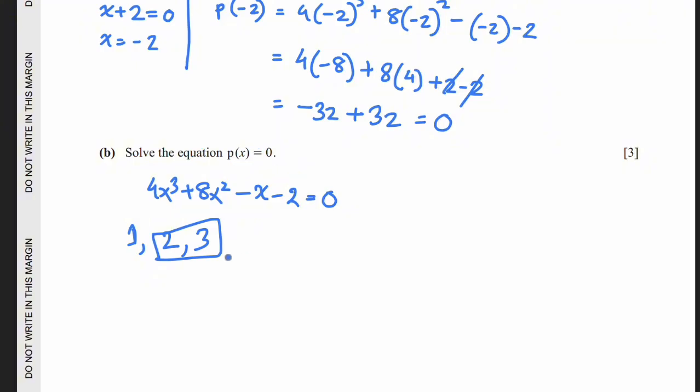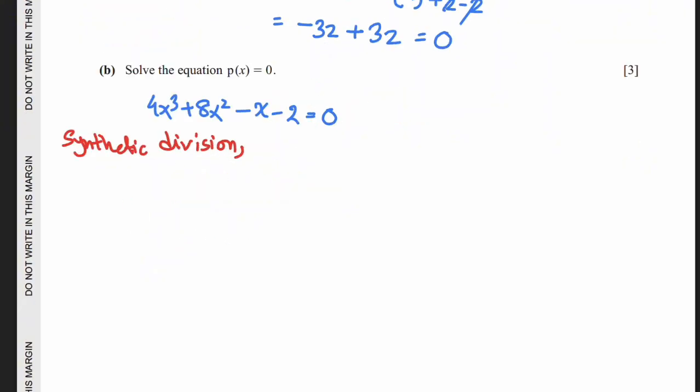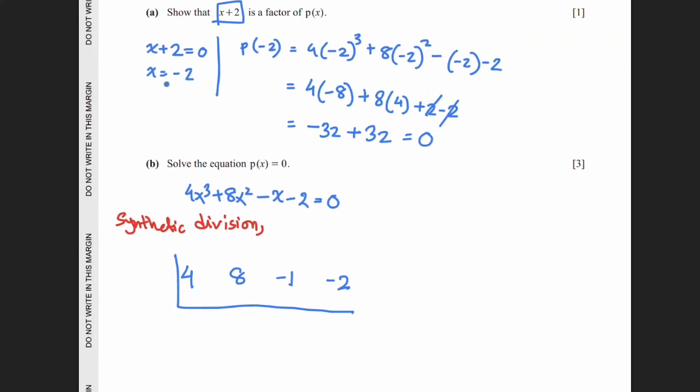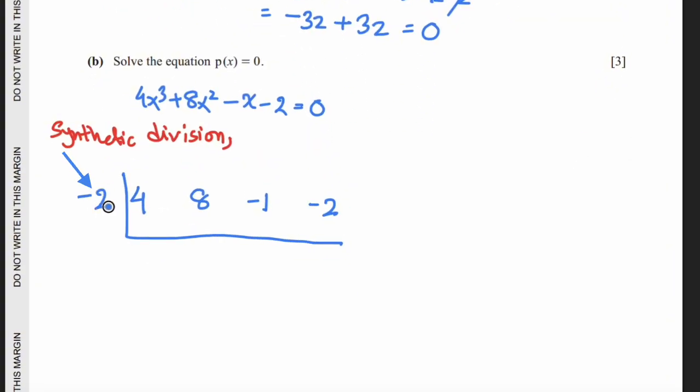So let's do synthetic division. At first we put the coefficients of p of x. First x cubed, then x squared, then x, and then the x independent term. Then we draw a big L shape, and then we put the value of x, that is minus 2. Now let's do synthetic division. First, the 4 comes over here. Then we multiply 4 times minus 2, that is minus 8. Then we add 8 plus minus 8 is 0.